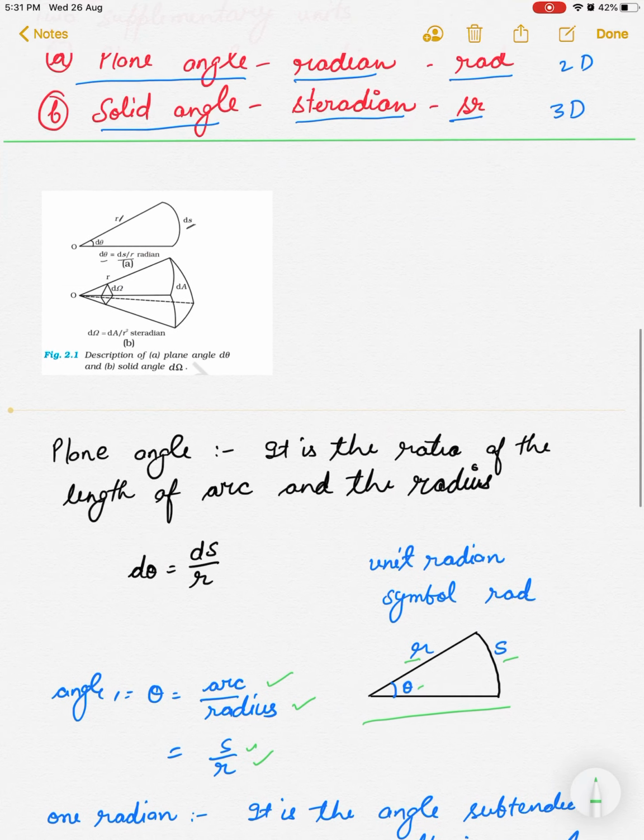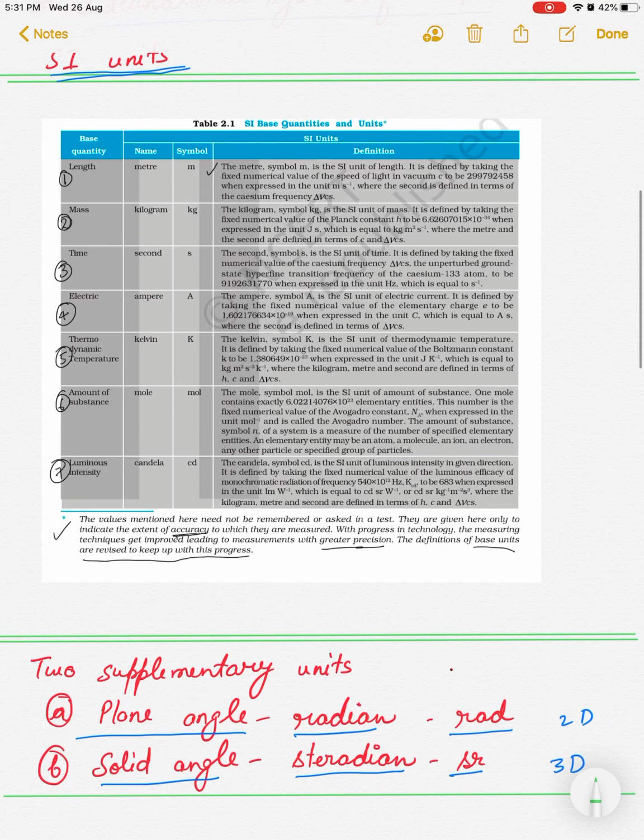So here are the 7 fundamental units or the base units along with 2 supplementary units. Now the question is why we are using these SI units internationally. The first reason is that this system of units is internationally accepted. All over the world, this system of units is being used.